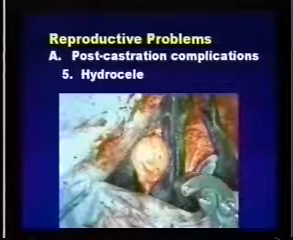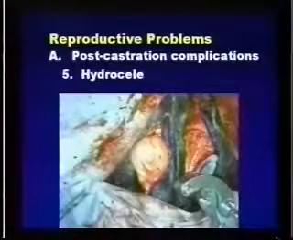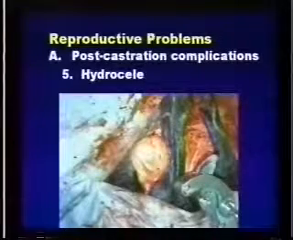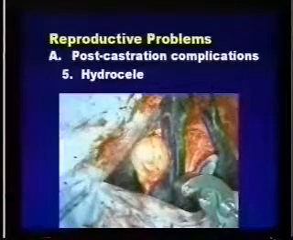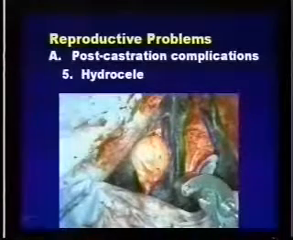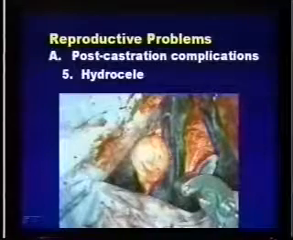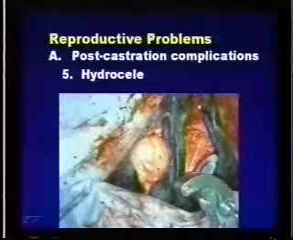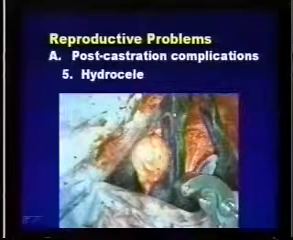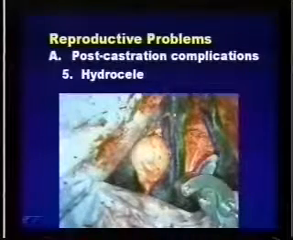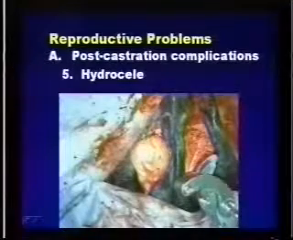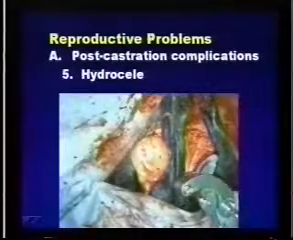Another potential complication of castration in the horse is the formation of a hydrocele. And this picture represents a horse that is now under anesthesia, in dorsal recumbency. This horse was castrated several months prior to this, and after the horse had apparently healed up from the castration, the owner noticed that it had what appeared to be testicles in the scrotum.